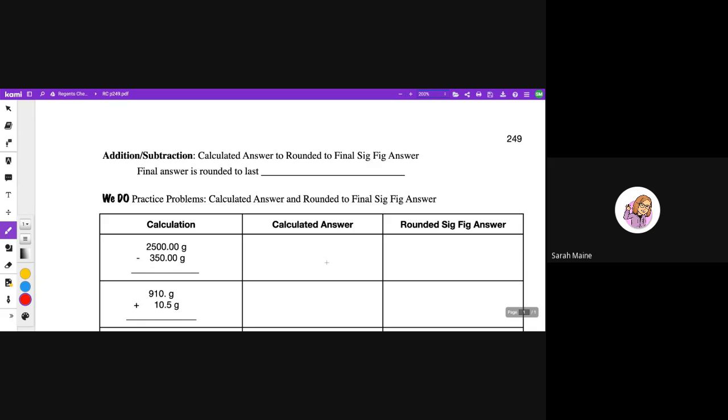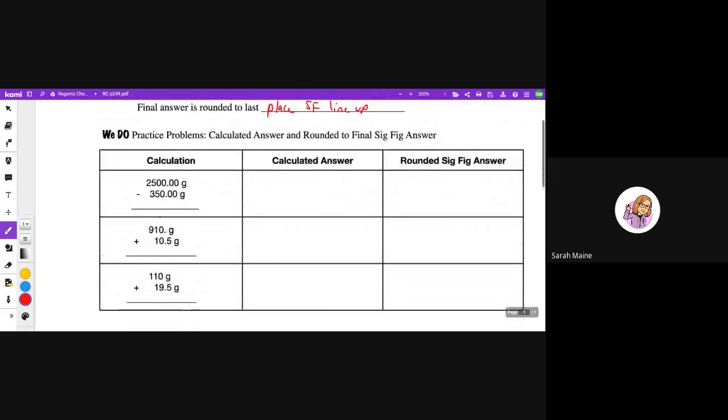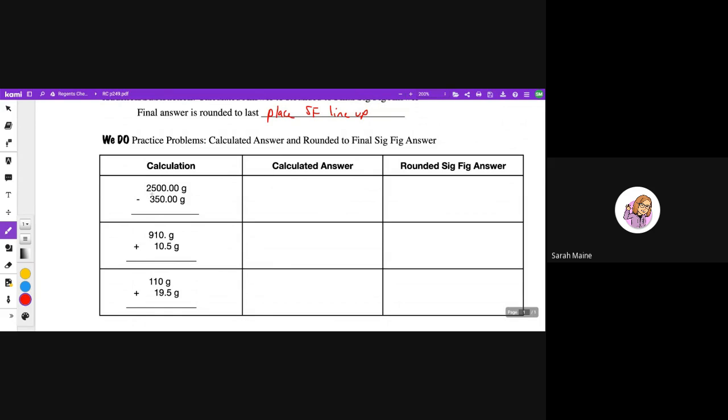So the final answer is rounded to the last place in which our significant figures line up. So that would be the last place in addition or subtraction that the digits have an effect on each other. So simply, first, 2,500 grams minus 350 grams. Okay, the calculated answer is 2,150. That's what your calculator is going to show.